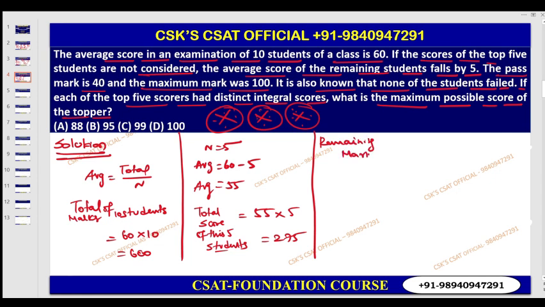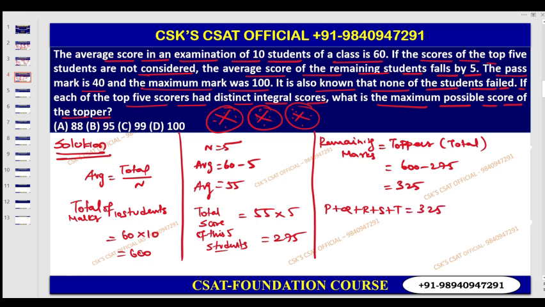So that remaining marks, the toppers' total, is equal to 600 minus 275. If you see this, 600 minus 275, you will be getting 325. So this is for the 5 people, P plus Q plus R plus S plus T. Let us assume these P, Q, R, S, T are the toppers' total.